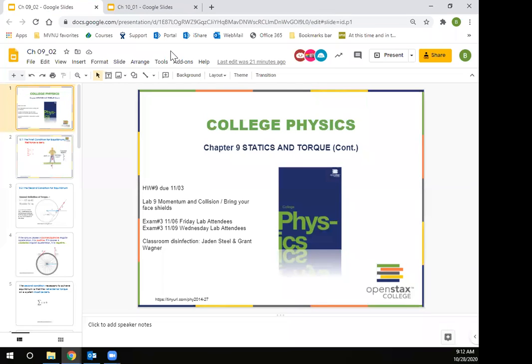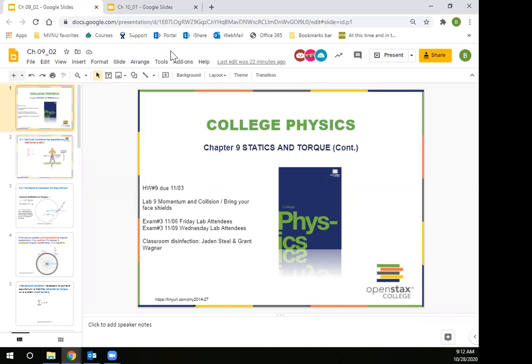Then on Wednesday, for Wednesday's lab attendees, you'll take your final exam on Wednesday, and then Friday's group will take the exam on Friday. Because the final for this class is scheduled on Friday, we cannot take both sections on Friday, so we have to separate that way.